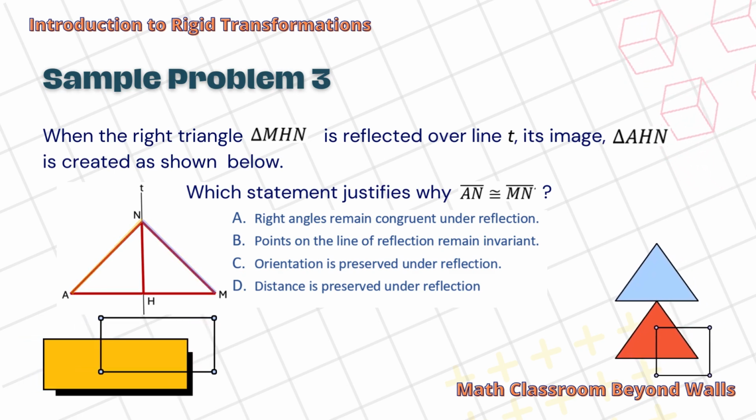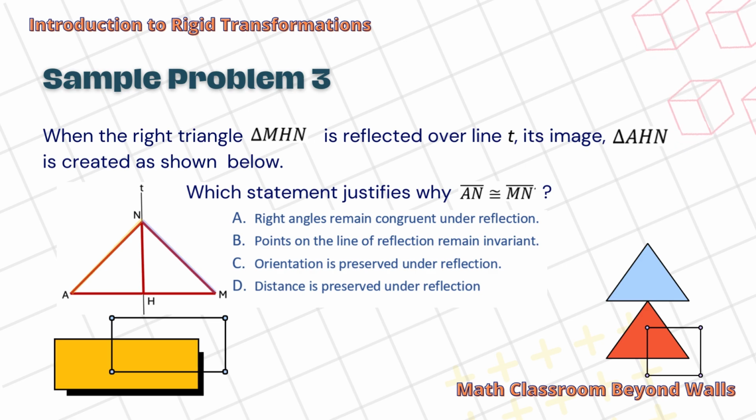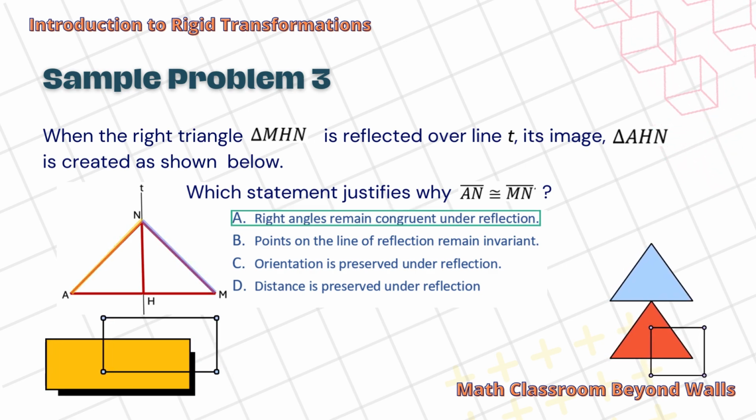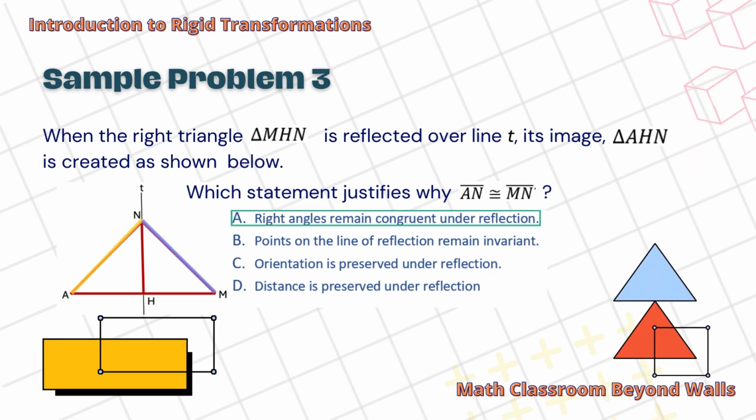Okay, let us look at the options. We will start with option A. Right angles remain congruent under reflection. What can you say about option A? Would this statement justify why side AM is congruent to side MN? Of course not. Look at the illustration. What is highlighted? The sides. Option A is about the right angles. We are to justify why the sides are congruent, not the angles, okay?